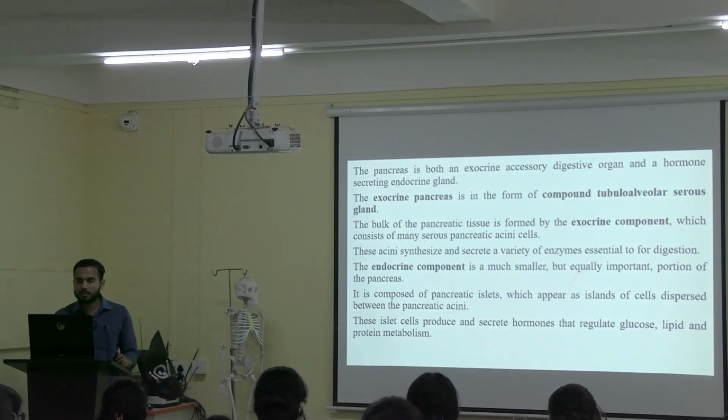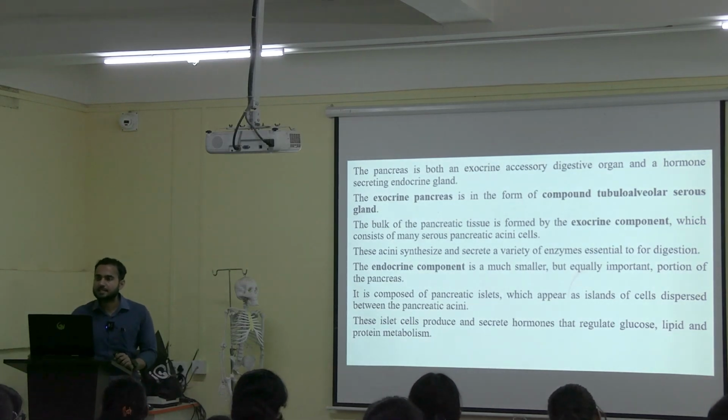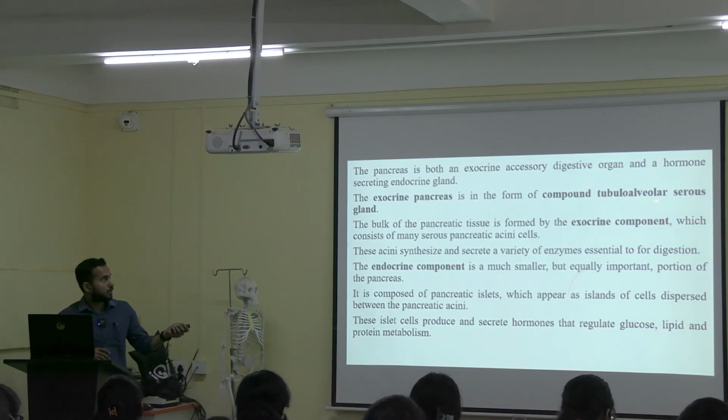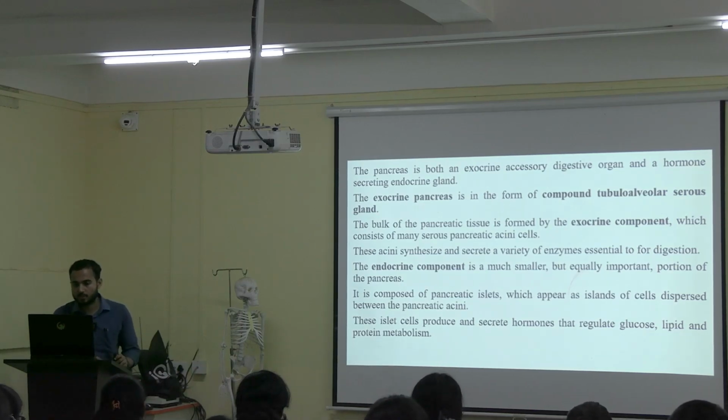So if you see the exocrine part, which is secreting the enzymes, pancreatic enzymes. The glands are present, and unless glands are there, from where will the secretion come? So the exocrine part of the pancreas is made up of compound tubulo-alveolar serous glands. And the bulk of the pancreas is made up of the exocrine part only.